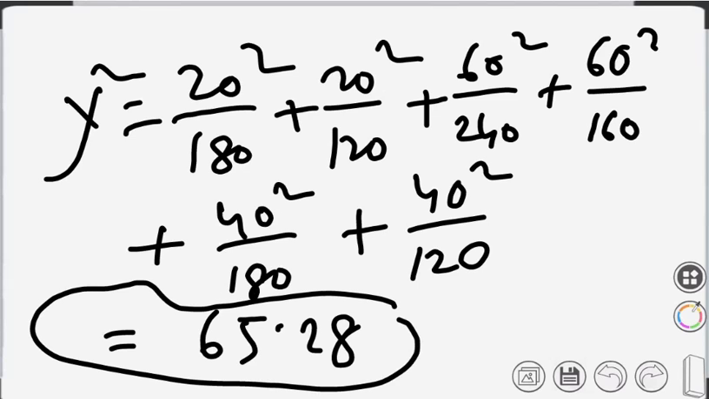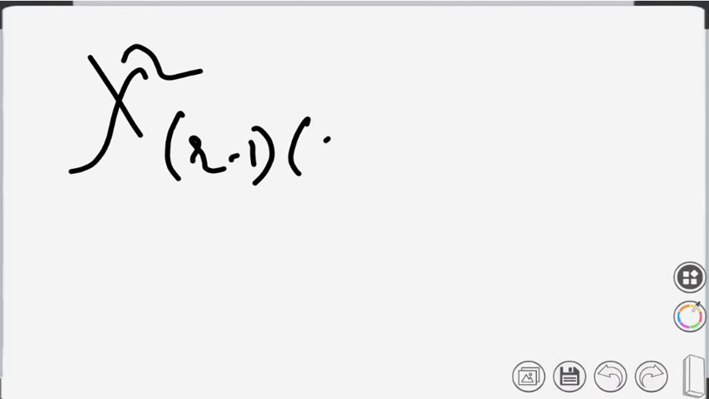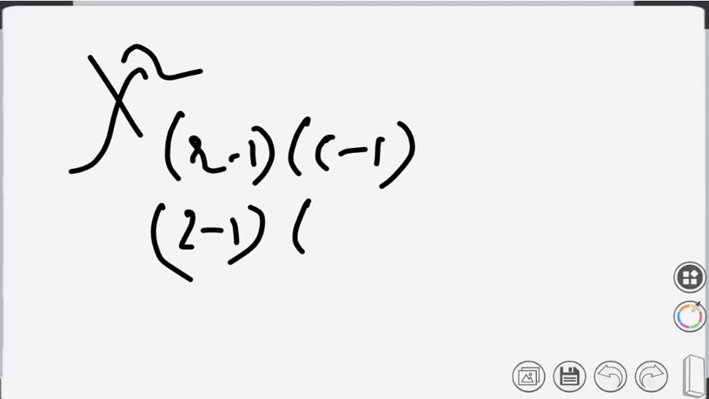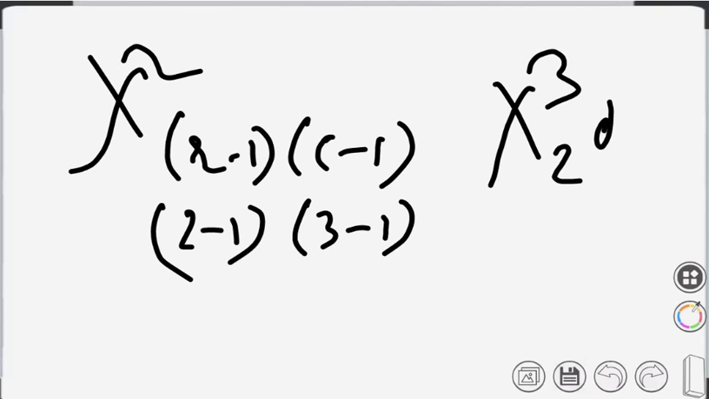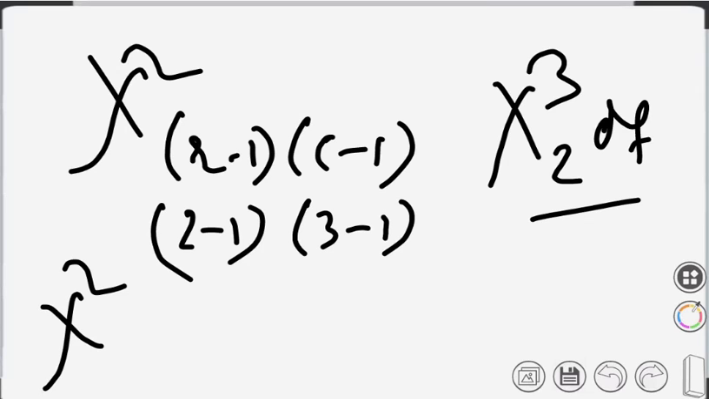And what will be the tabulated value? What will be the degrees of freedom in this case? It is r minus 1 into c minus 1. So r minus 1 is 2 minus 1, c minus 1 is 3 minus 1. There are three columns, so 1 into 2, that means chi square with 2 degrees of freedom, and chi square 2 comma 0.05. This is how it is written.